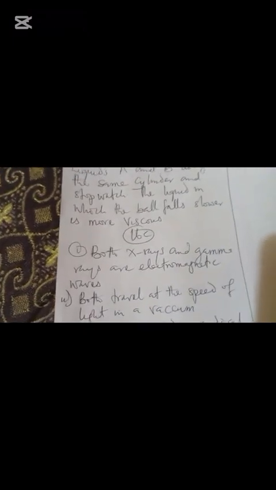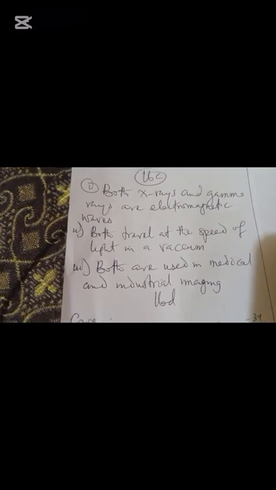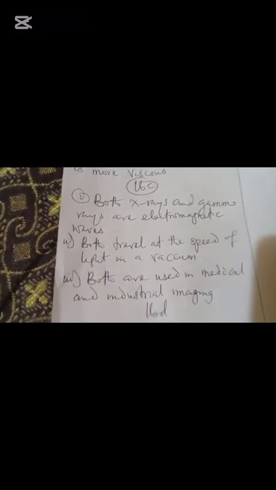Number one, both X-rays and gamma rays are electromagnetic waves. That is, both of them are examples of electromagnetic waves. Another one is both travel at the speed of light in a vacuum. And another one is both are used in medical and industrial imaging. X-ray, you can use it, and gamma ray, you can use it in industry for a lot of purposes.